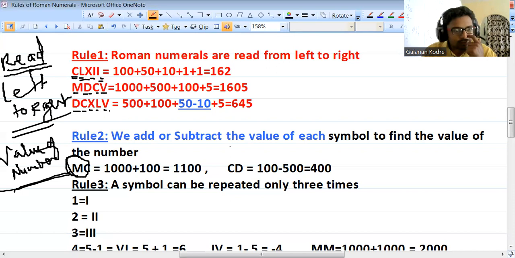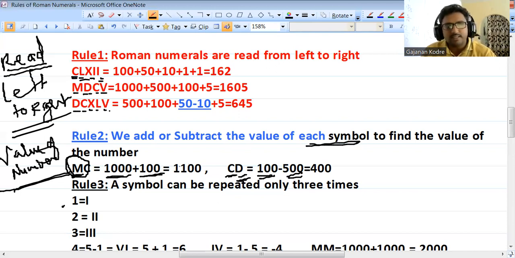So for that you need to write the value of each symbol. What is the value of M? It is 1000. What is the value of C? It is 100. Same case with this CD, what is the value of C? 100. What is the value of D? 500. On that basis, yes, you need to add or subtract, so there are separate rules given for it, so we'll discuss that, okay. Now rule number 3, a symbol can be repeated only 3 times.